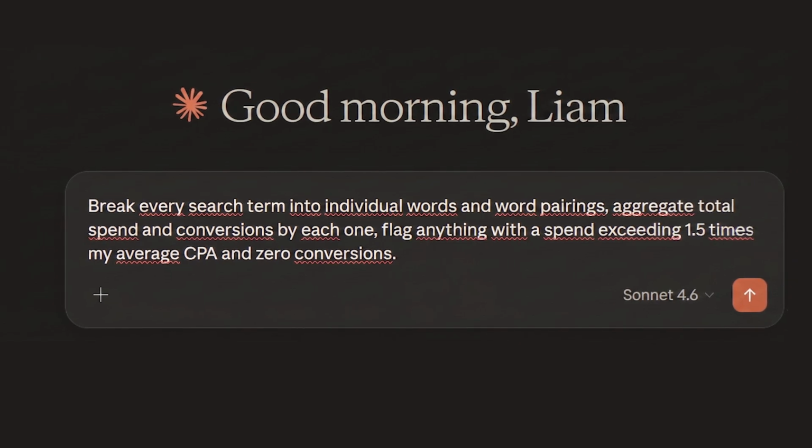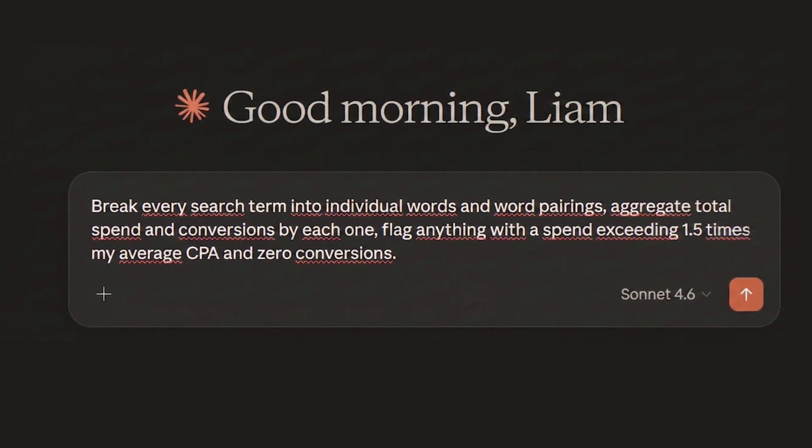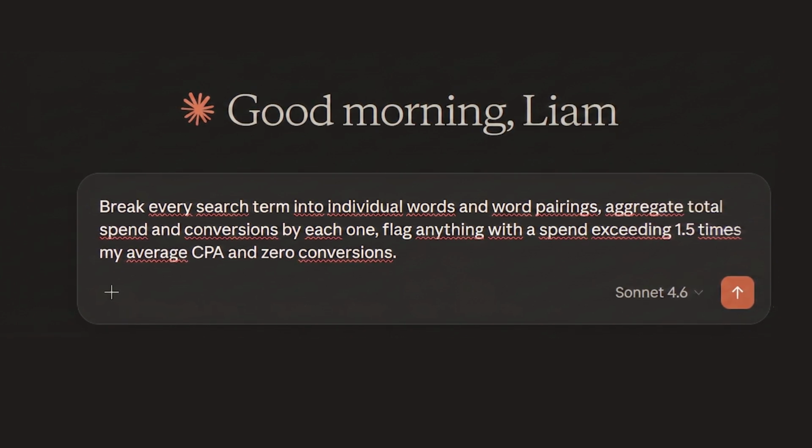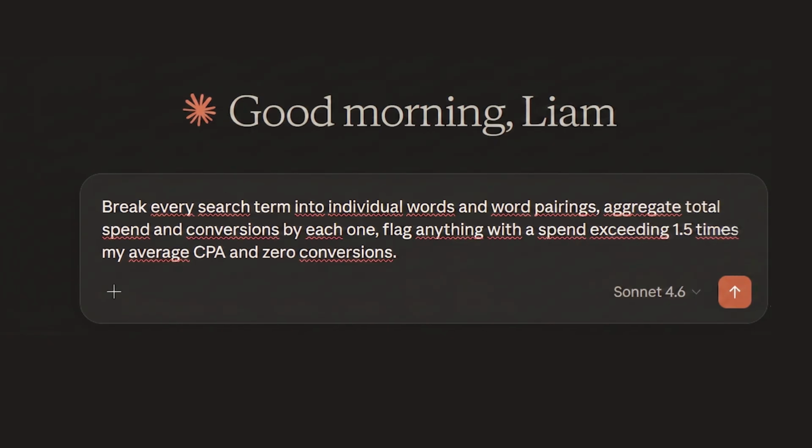Well, I use Claude Code. Essentially, we're exporting the search term CSV and running it through Claude, and building the output as a Google Sheet or a Claude artifact, broken down by 1 gram, 2 grams, 3 grams, 4 grams in the account. And I can use a very simple prompt like break every search term into individual words and word pairings, aggregate total spend and conversions by each one, flag anything with a spend exceeding 1.5 times my average CPA and 0 conversions. If our average CPA is $42, it will flag anything over, say, $63 in spend with no conversions. And that's our priority negative keyword list.